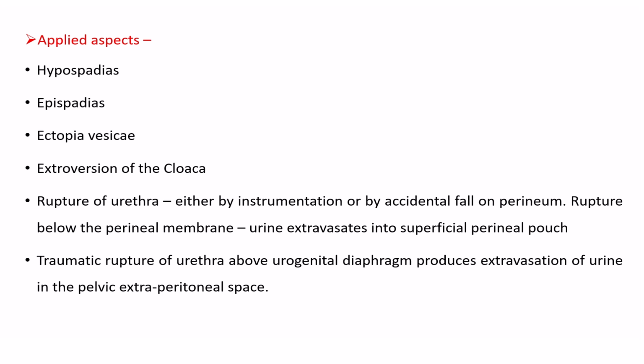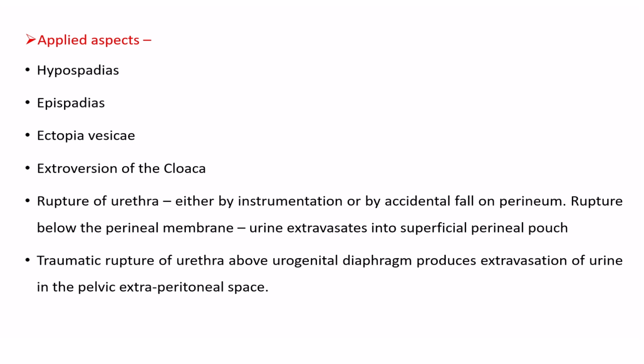In epispadias, where the urethra opens on the dorsal aspect of the penis, it is always associated with ectopia vesicae, which is nothing but the anterior abdominal wall below the umbilicus is deficient, and the anterior wall of the urinary bladder is deficient, and directly the interior of the bladder is exposed to the surface. Extrophy of bladder includes, along with the ectopia vesicae, abnormal genitalia also. And rupture of the urethra, either by instrumentation or by accidental fall on the perineum.